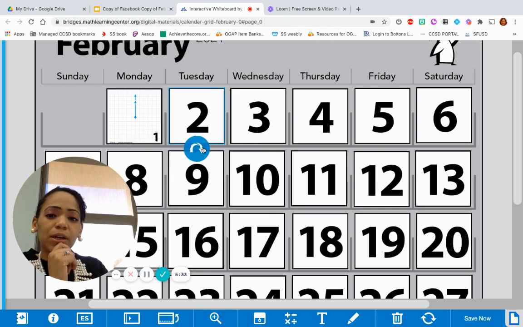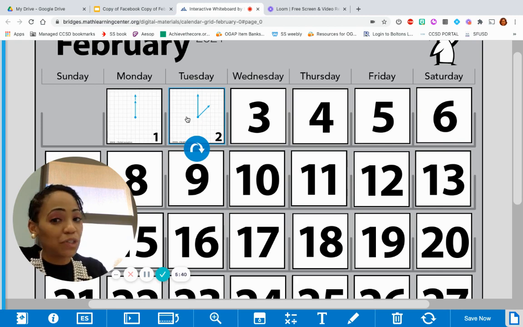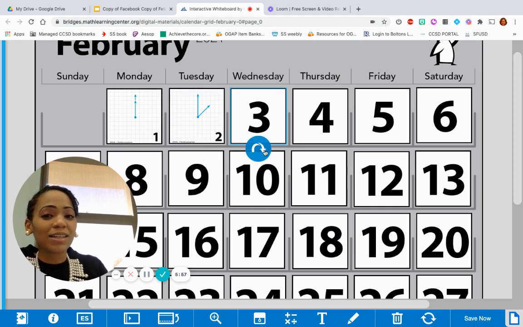Let's look at the next marker. Can somebody use some of the vocabulary terms that we just talked about to describe this marker? Yeah, we also have two rays here. What time would that be if it were on a clock? Maybe 2 o'clock. Cool.